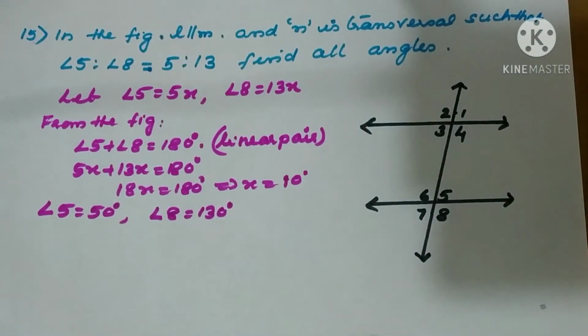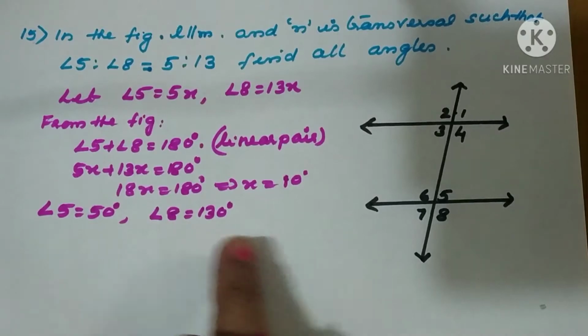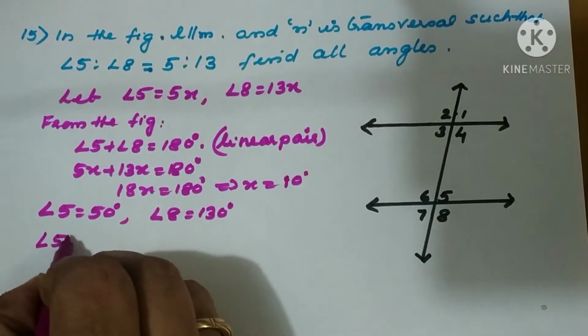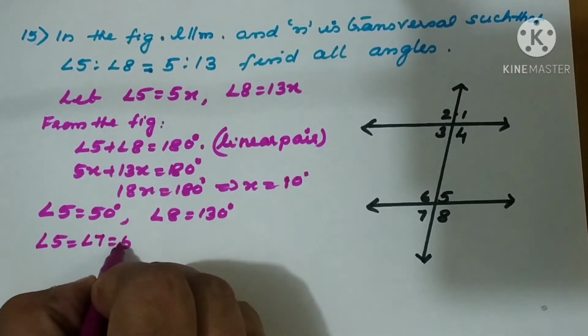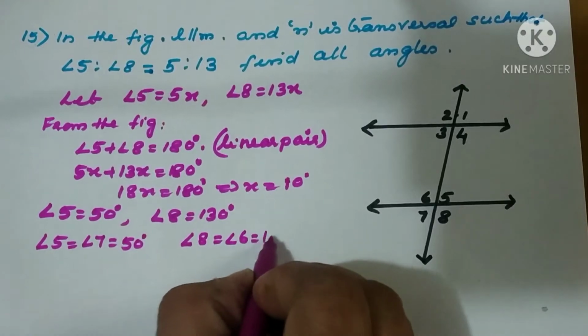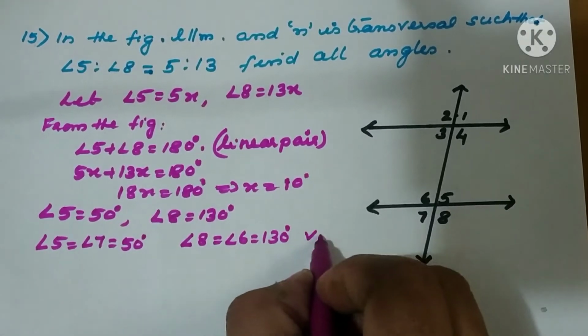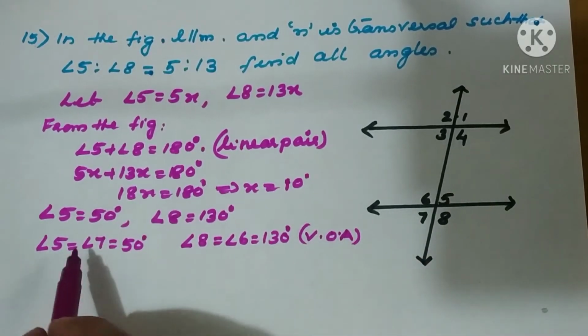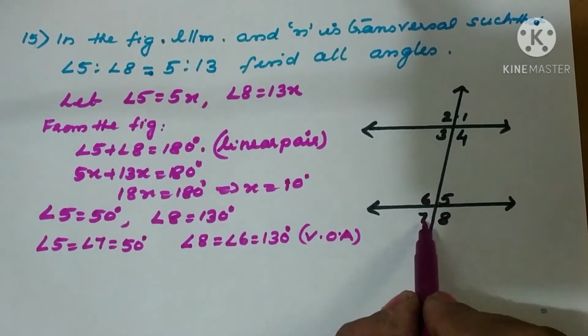Since we have 5 and 8, we can write the vertically opposite angles first. So angle 5 equals angle 7 equals 50 degrees. Angle 8 equals angle 6 equals 130 degrees. What is the reason? Vertically opposite angles. Now we have 5, 6, 7, 8.